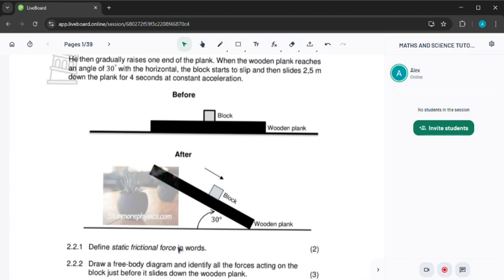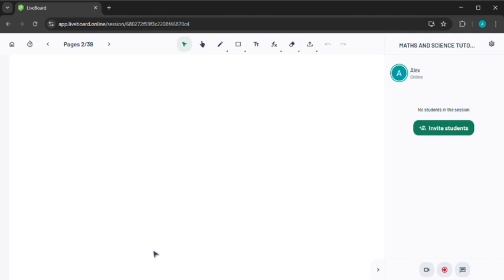And then 2.2.2, draw a free body diagram and identify all the forces acting on the block just before it slides down the wooden plank. So just before it slides, it was experiencing a static frictional force, right? But after it slides down, it then experiences kinetic frictional force. Okay, so let's try to draw the free body diagram there.